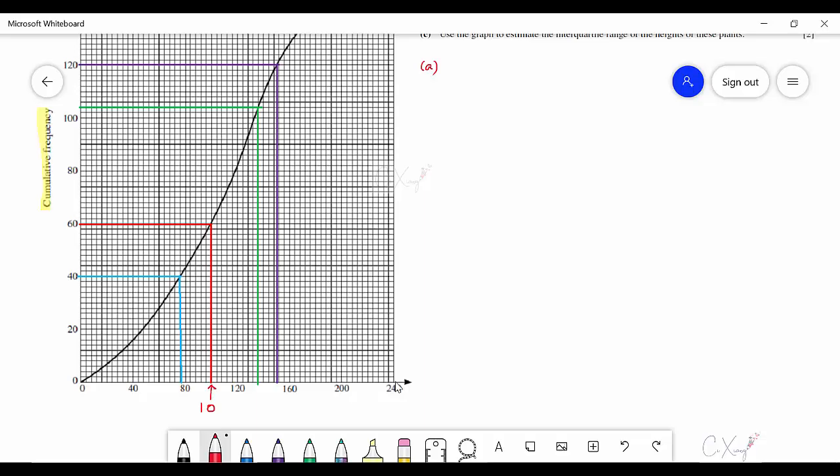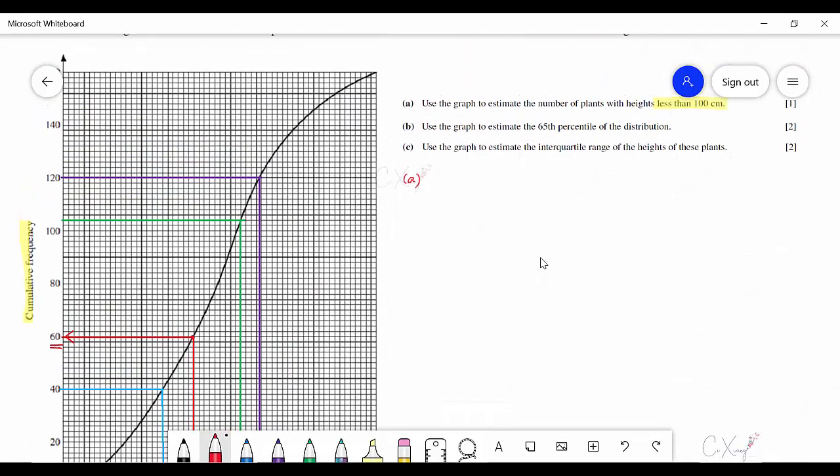I already drew the lines before recording this video, so that it is easier for us. You just draw a line from 100, go up, touch the curve, and go to the left to read the value from the y-axis. The value on the y-axis that we get is 60. So that means there are 60 plants less than 100 cm in height. Very easy. Just make sure you write out the correct answer: the number of plants will be 60.